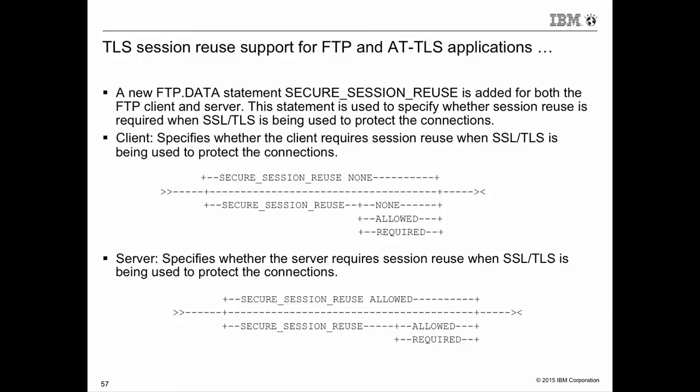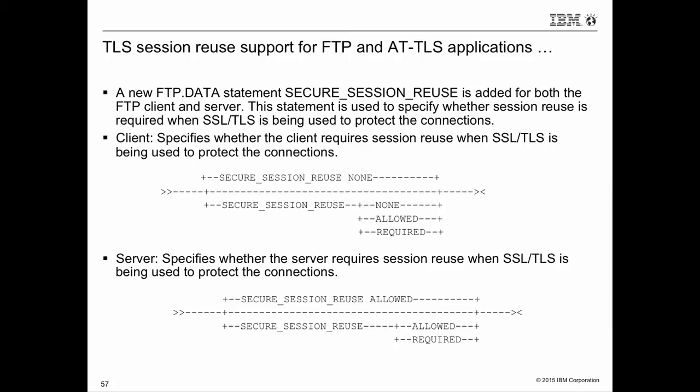This next chart shows the statements involved in FTP.data. There's now a secure session reuse parameter, both for the server and the client. This says, do you want to do this? Do you require that it be done? And so forth. But this is how you can turn it on and off. This is if you're using the native SSL/TLS support that FTP has had for many years, but you also can control it through AT-TLS policy if you've AT-TLS enabled your FTP implementation.